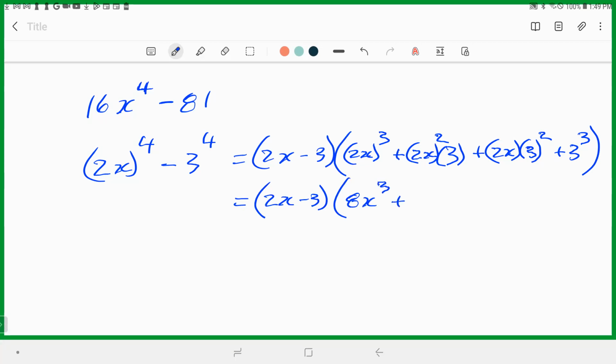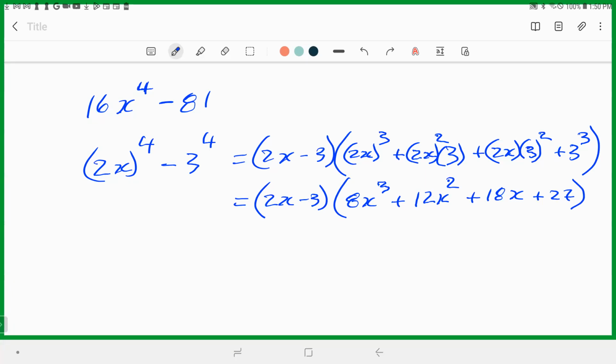This is the same as 12x squared. This is 9 times 2, which is 18x. And this is 27. Right? That's it. I've factorized it into 2 factors. That's what I wanted, to factorize it and get 2 factors there. It's to factorize a polynomial.